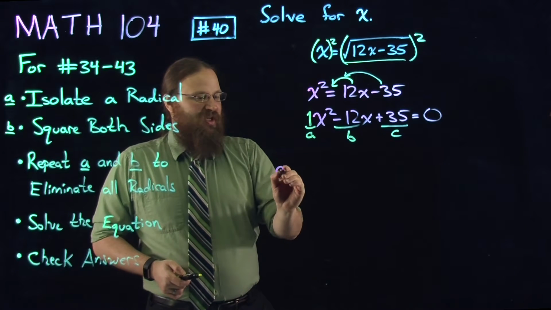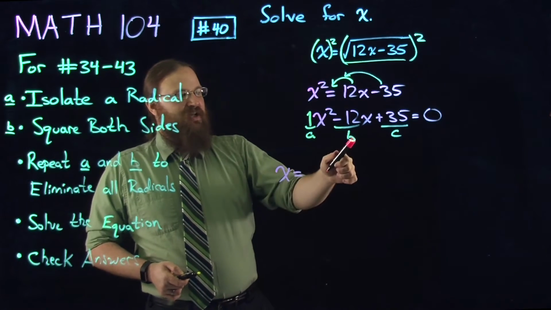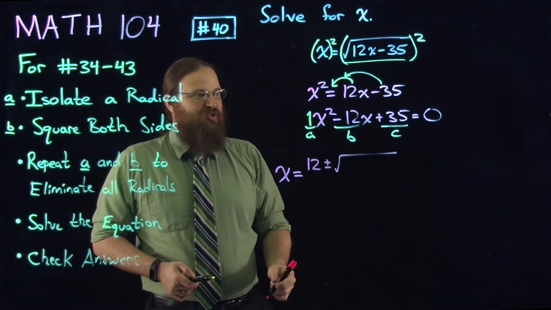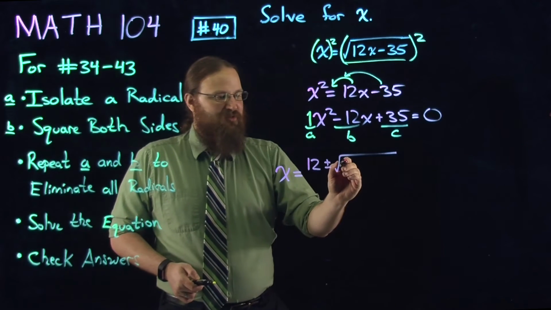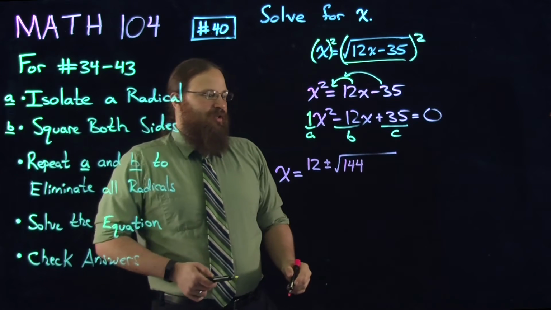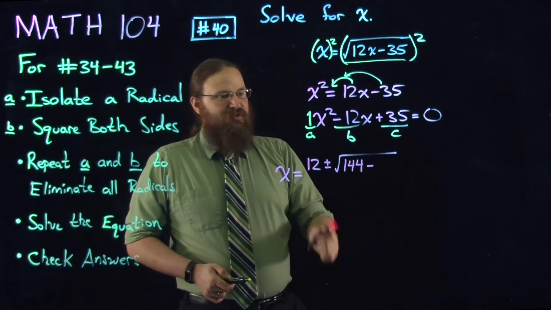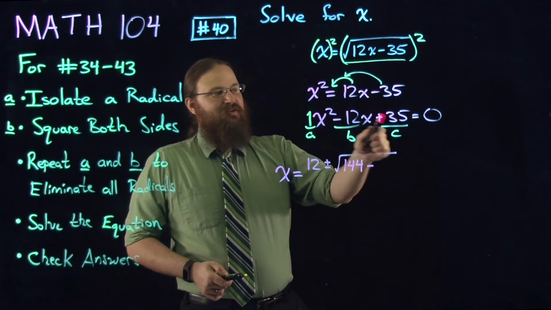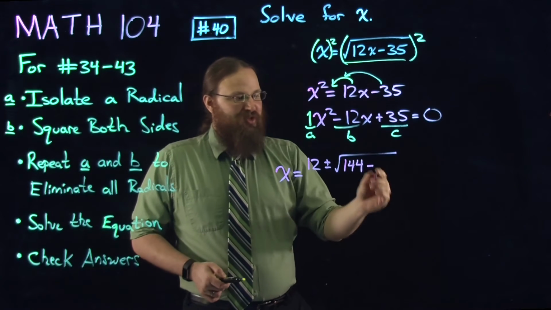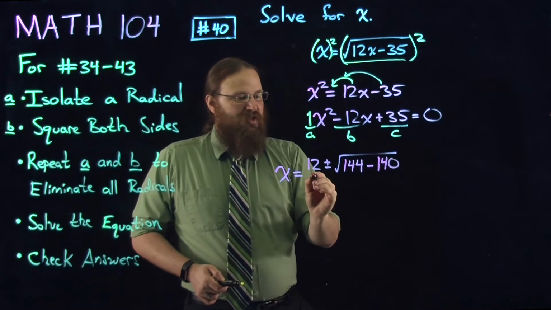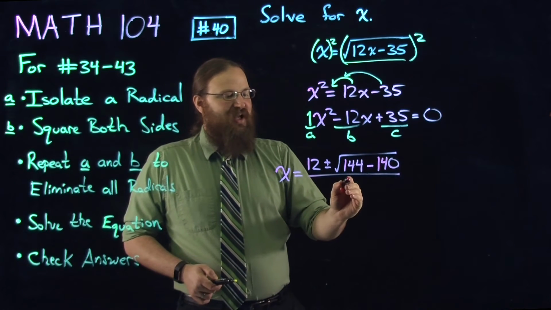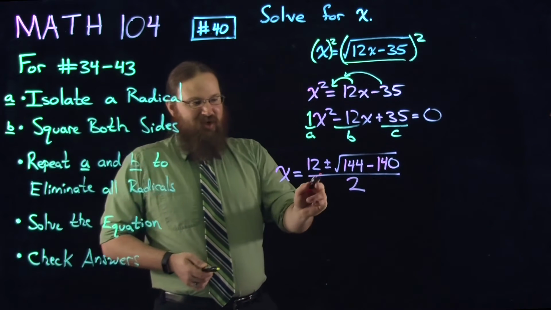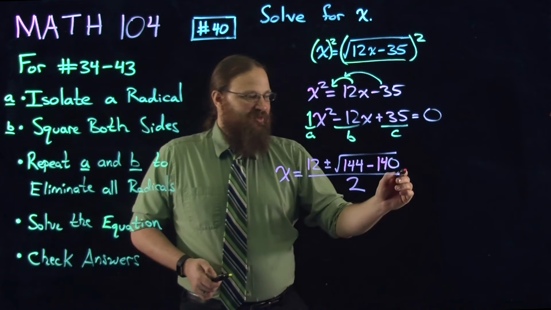So our solution, x, is equal to negative b, which in this case will be 12, plus or minus the square root of b squared. Remember, 12 squared, that's 144, minus 4 times ac. So it's 4 times 1, which is 4, times 35, which is 140. And then we divide by 2 times a, which in this case is 2 times 1, or 2. So because of the plus minus, we have two solutions here. Let's figure out what they are.